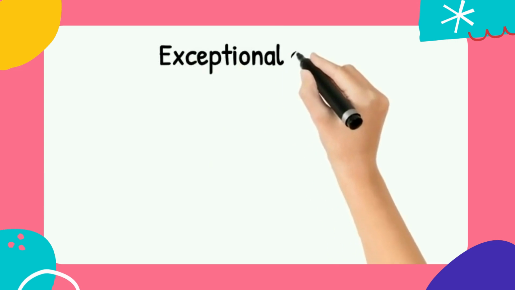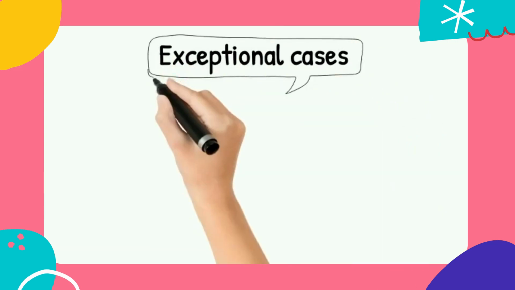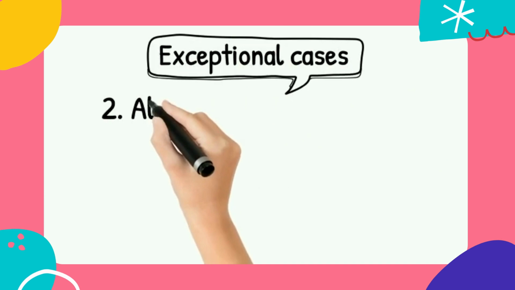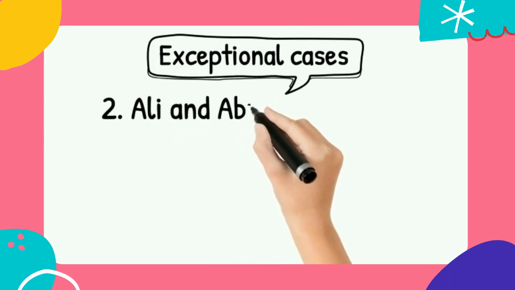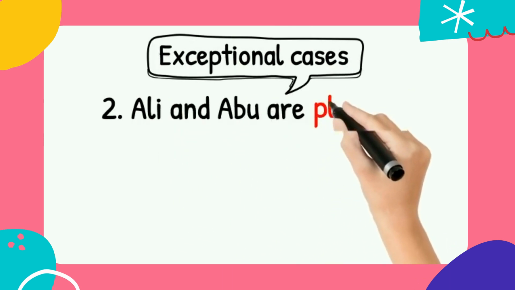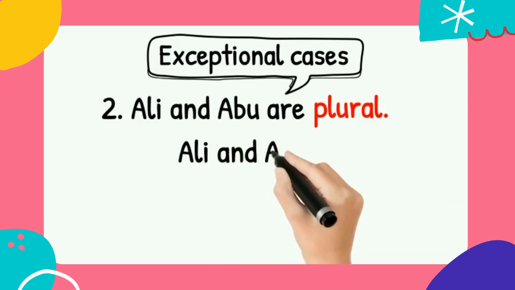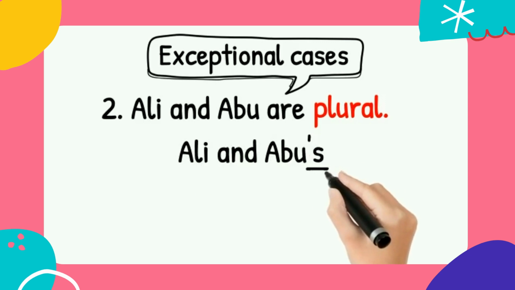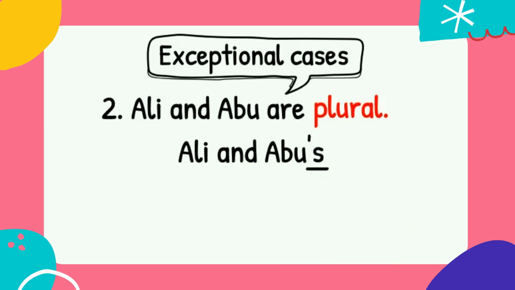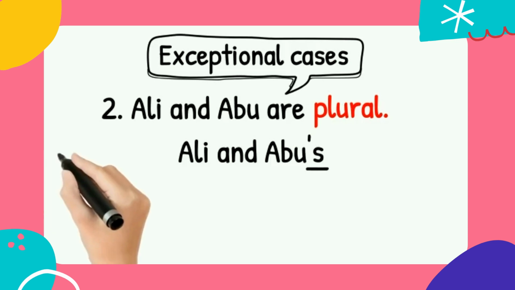The second exceptional case happens when we have two pronouns. For example, Ali and Abu are plural. Why? Because we have two people here, Ali and Abu. As I mentioned earlier, for the plural words, we have to use S apostrophe. But in this case, we only mention the apostrophe S at the second pronoun. So we have to write Ali and Abu's. Abu apostrophe S.